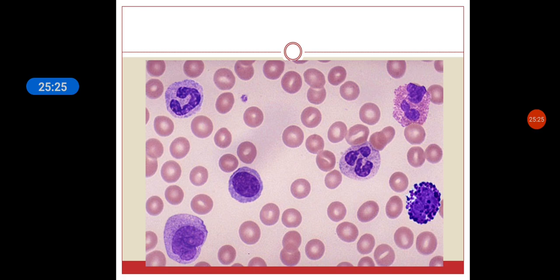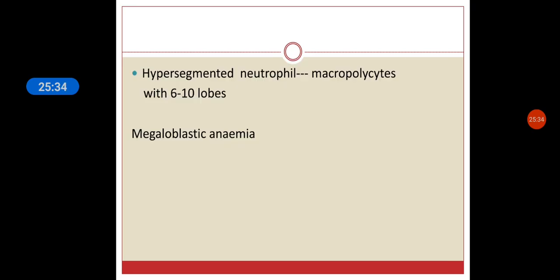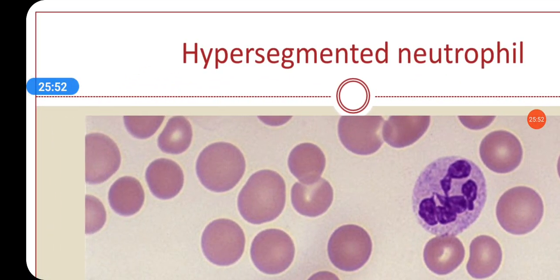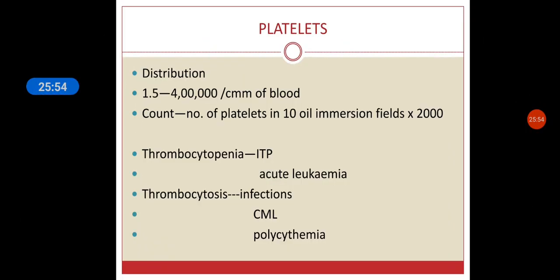Then this is a normal smear with WBCs. In some cases you will find even hypersegmented neutrophils. What is the normal number of neutrophil lobes? It is around 2 to 5 lobes, right? Beyond that can also happen, that is called a hypersegmented neutrophil, usually seen in megaloblastic anemia. So this is a hypersegmented neutrophil which you can appreciate here, usually seen in megaloblastic anemia.